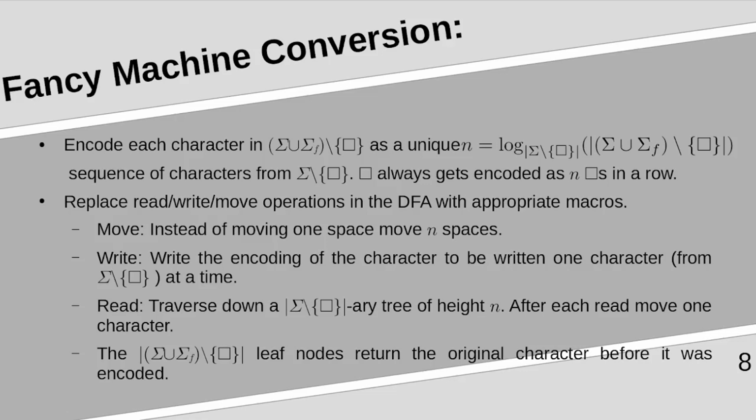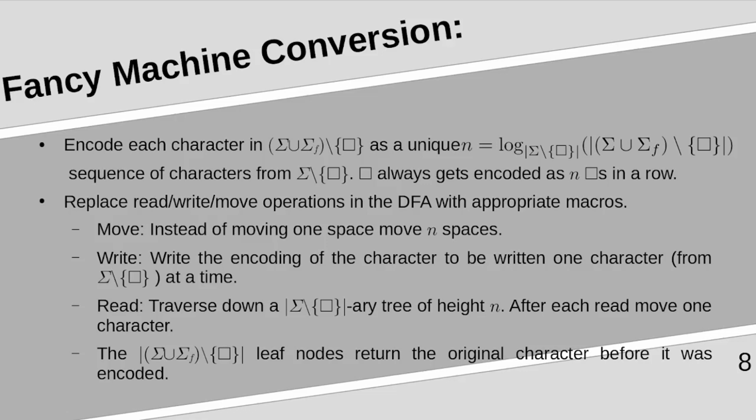So it traverses down this tree, and at the point when you've read both an A and a B and a C, there's only one option remaining, and that is triangle. So you can then return triangle. The return set for this macro is sigma union sigma f, so if you replace read triangle with the macro of read triangle, it basically means run the read macro, and if you return the triangle, move to that state.